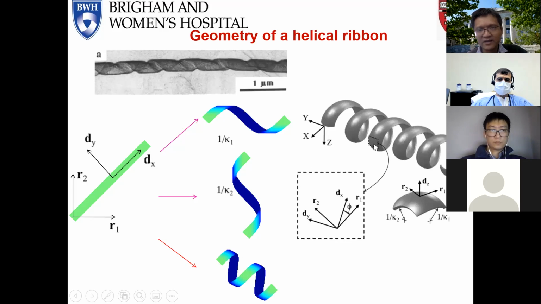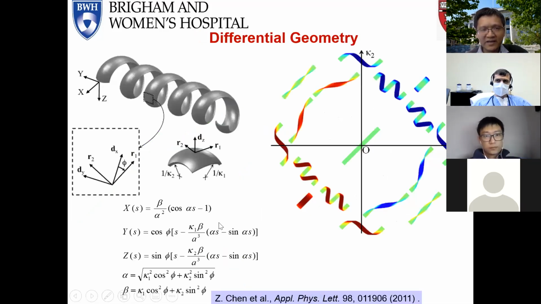So in fact, if you zoom in on the ribbon, it locally forms a cap shape with principal curvatures kappa 1, kappa 2. And the principal bending direction can form an angle with the geometric axes, dx and dy, along the length and width direction of the ribbon. So there are these three independent geometric parameters, kappa 1, kappa 2, and phi, that control the spatial configuration. If we're given these three, mathematically, we can find out the 3D configuration of the ribbon written in terms of kappa 1, kappa 2, and phi.